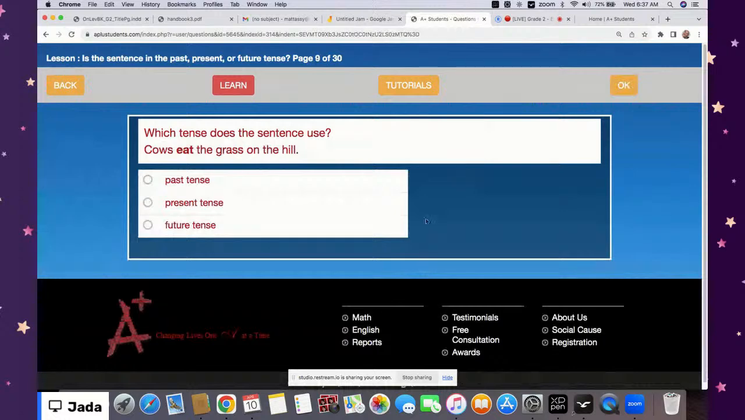Now, cows eat the grass on the hill. When we say eat, present, because they're eating. Okay? Mrs. Hayden whistles to her dog. Whistles. Present. Okay, good.